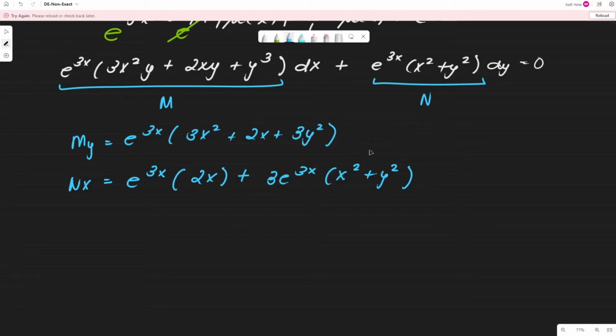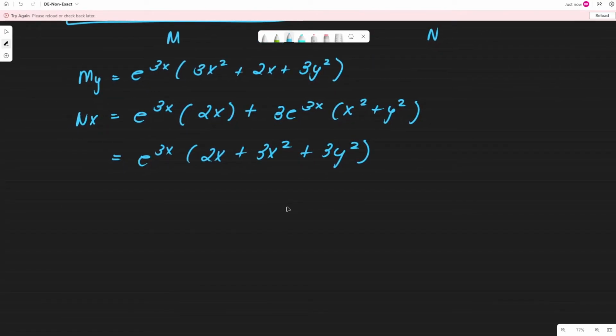So, simplifying n sub x, we can factor out e raised to 3x. So, we have e raised to 3x times 2x plus 3x squared plus 3y squared. Now, are they the same? Are they equal? Yes, they are already equal. So, since they are already equal, our equation is now exact.